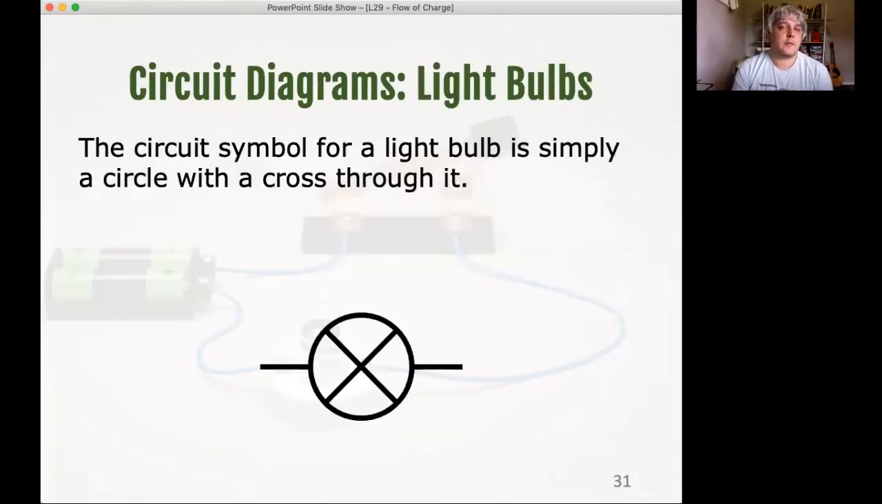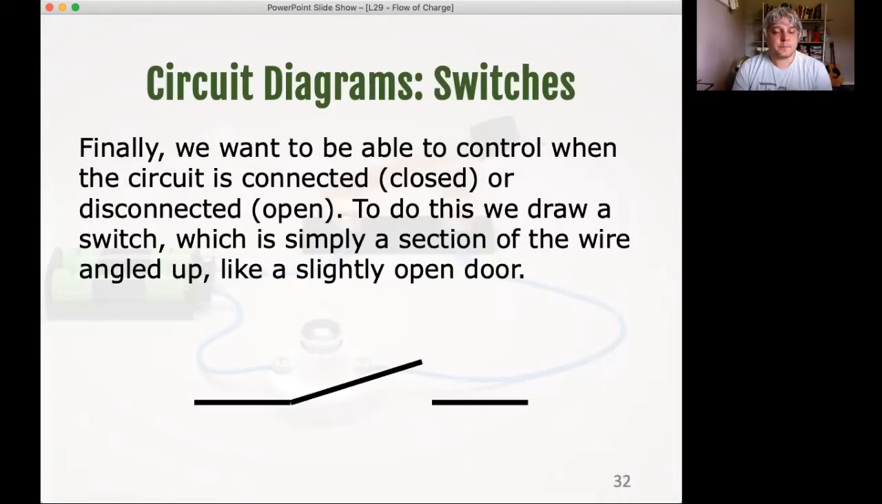Light bulbs are also very simple. It's a circle with a cross through it. Those lines coming out the side are just the wire from our circuit. So a circle with a cross through it is the light bulb. And finally, we want a switch, which is just a way to control when the circuit is on or not.